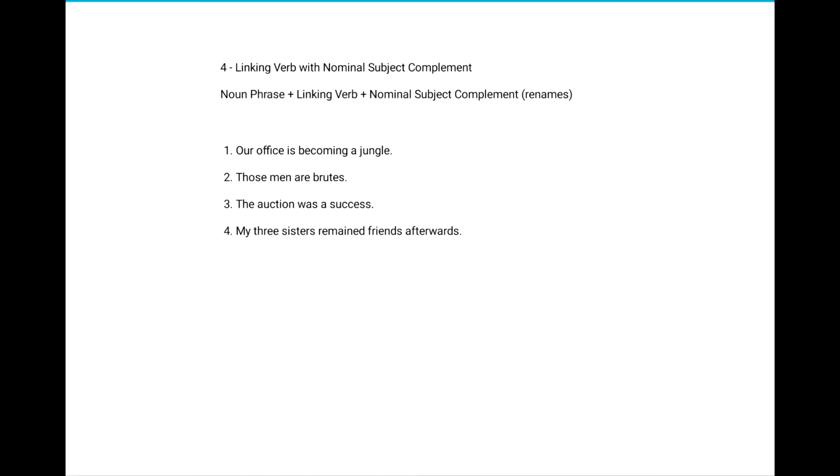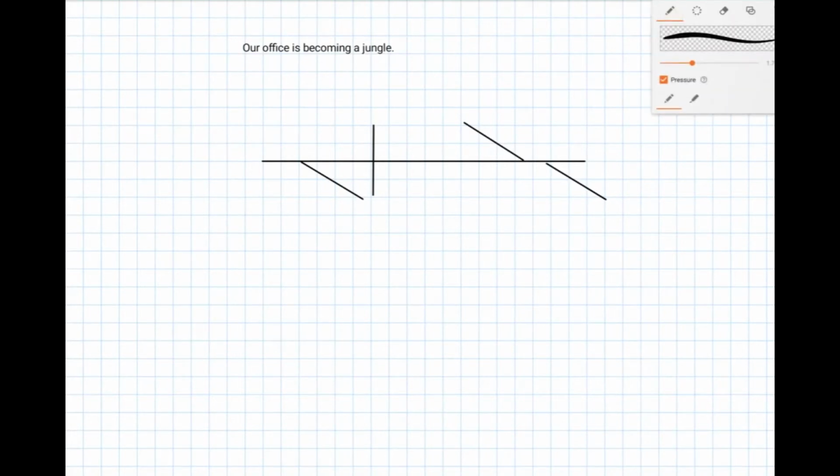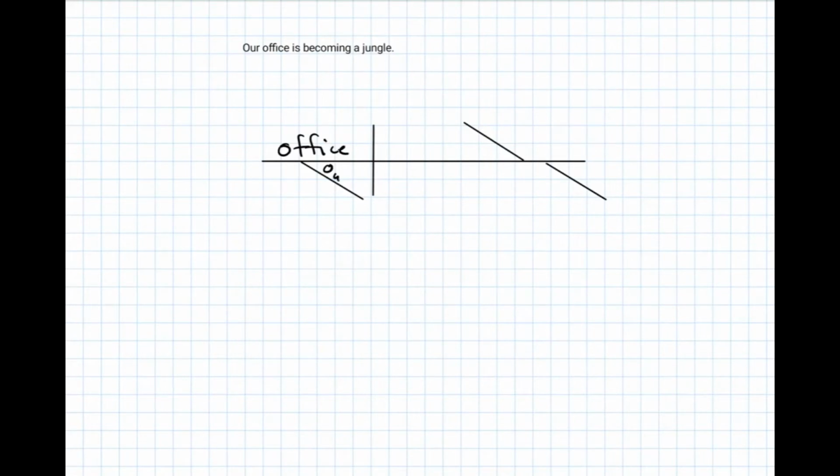To understand exactly what we mean by a nominal subject complement that's renaming, let's get into our sentences. For our first sentence, our office is becoming a jungle. We have our subject, office, our verb, becoming, that's a be verb with a modal on it, and then the subject complement of jungle. And this is functioning nominally. Jungle isn't describing office. It's in the noun form of jungle, not jungle-ish, which is its adjective form, I guess. So jungle is a noun, and because it's in this complement position at the end of the sentence, it's referring back to and renaming office. That makes it a type 4 sentence.